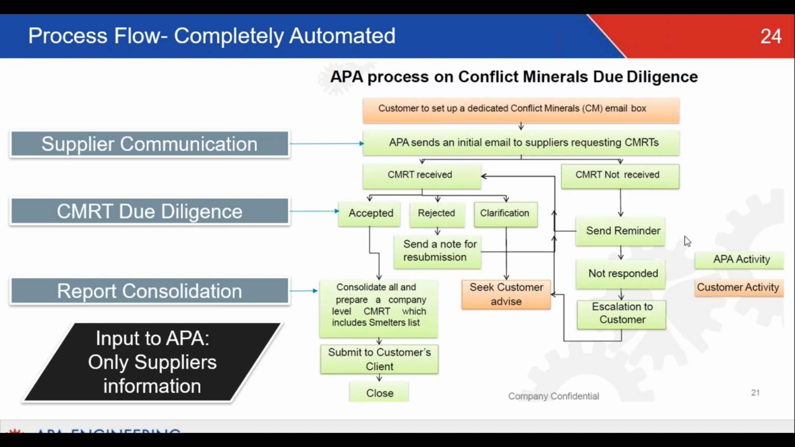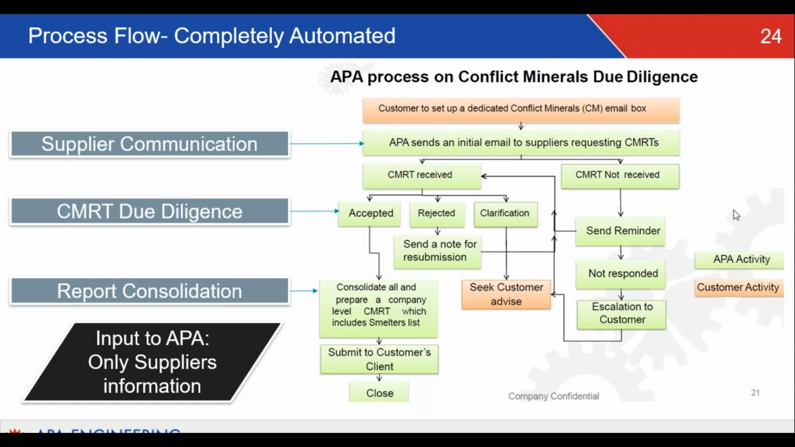Once the supplier list is received, it is passed through 150 plus validation checks. The supplier CMRT may be accepted or need follow-ups based on the validation report. This report may be an intermediate report or a final report, which depends on the needs of the customer. We require only the supplier related information, like supplier names and email IDs, from the customer end. Next slide.